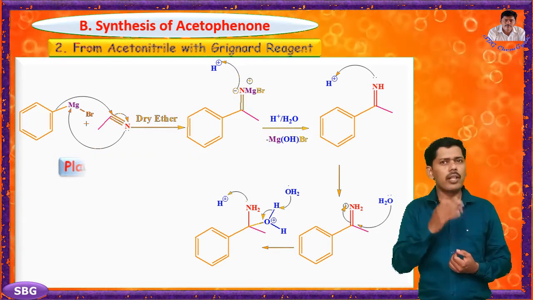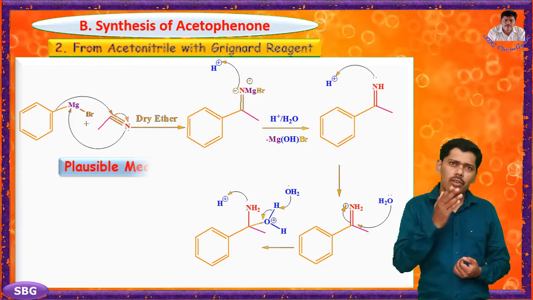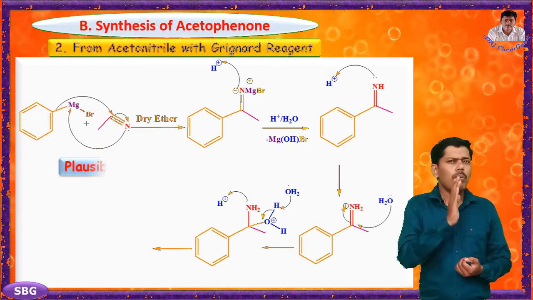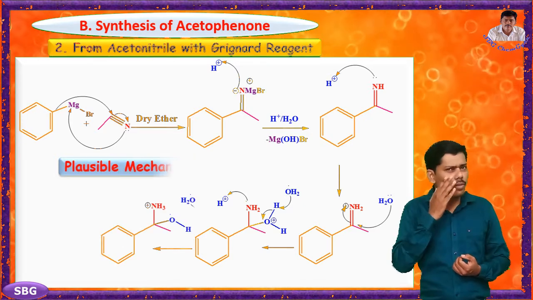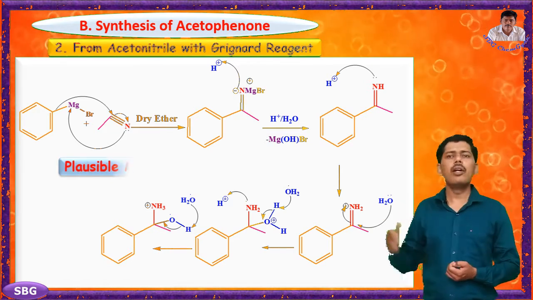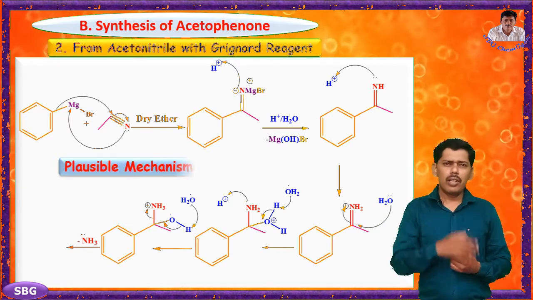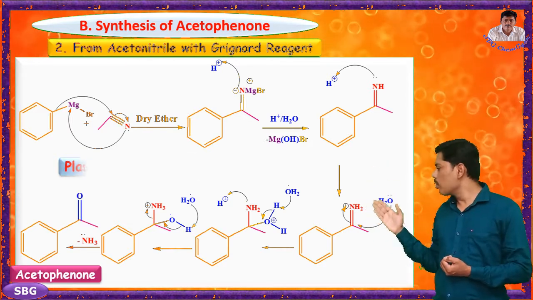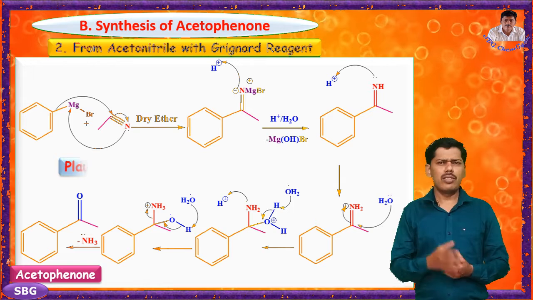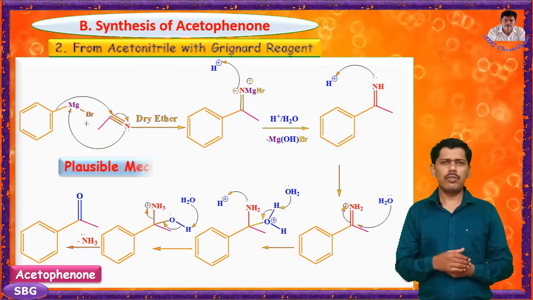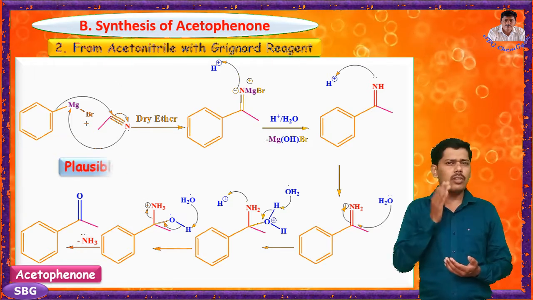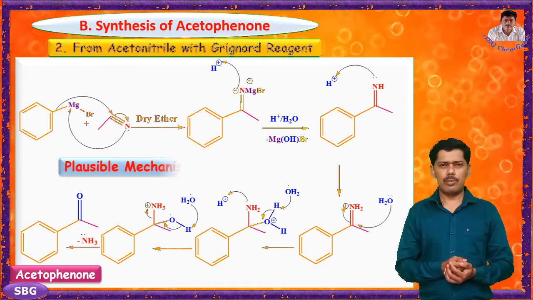Again, in the next step of acid hydrolysis, deprotonation of oxygen from the water molecule neutralizes the positive charge. Before the nitrogen system leaves, it needs to be made into a better leaving group by protonation. Finally, with the release of an ammonia molecule, formation of acetophenone takes place. Acid or base hydrolysis is the most important step in this reaction for formation of the ketone. Without this step, conversion of the imine complex to product does not take place.